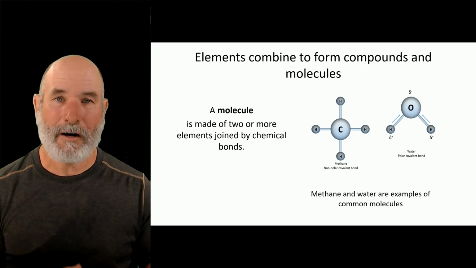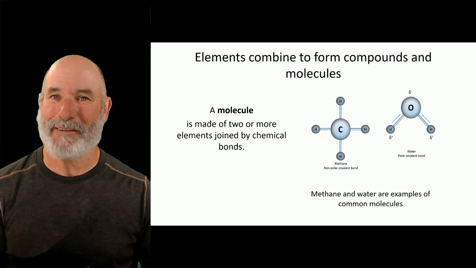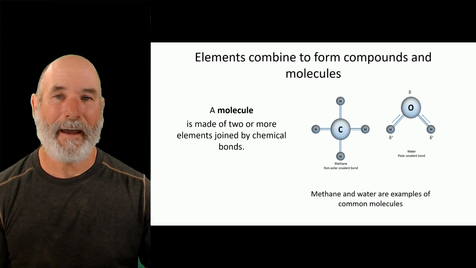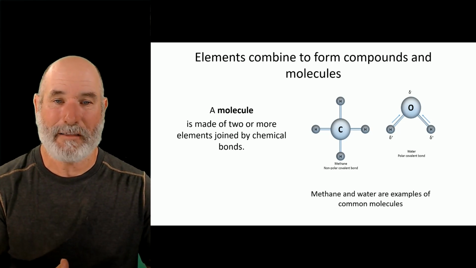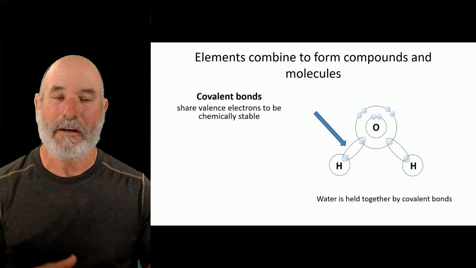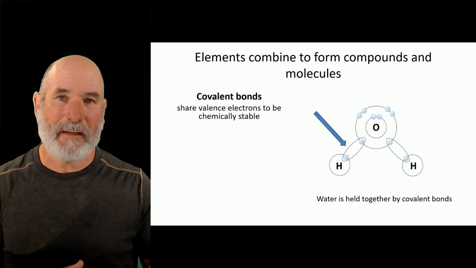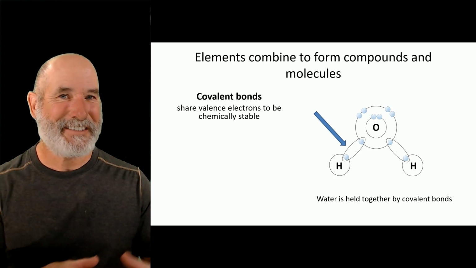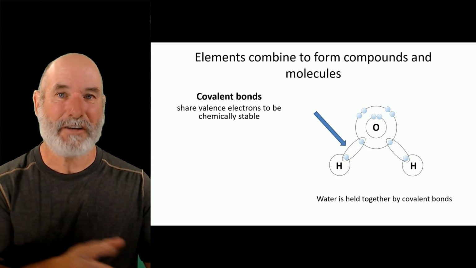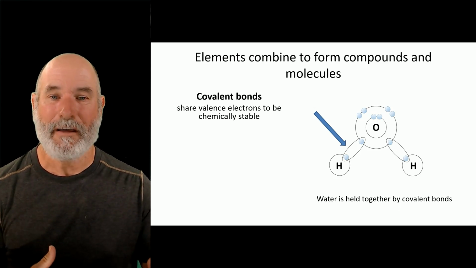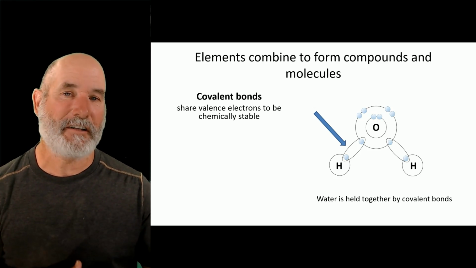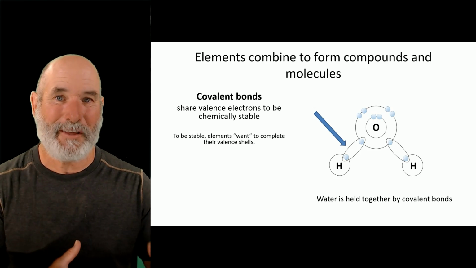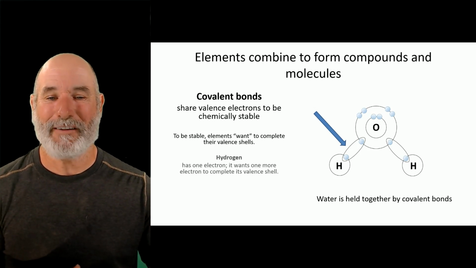So I've got 2 molecules. I did not randomly pick them. I'm going to use them to make some points here. I've got methane and water, 2 very different types of molecules. They're held together by these things called covalent bonds. Okay, valence electrons, valence shells, covalent. Co means with. So they're sharing these valence electrons to become chemically stable, because that's what elements want to do. They want to complete their valence shells.